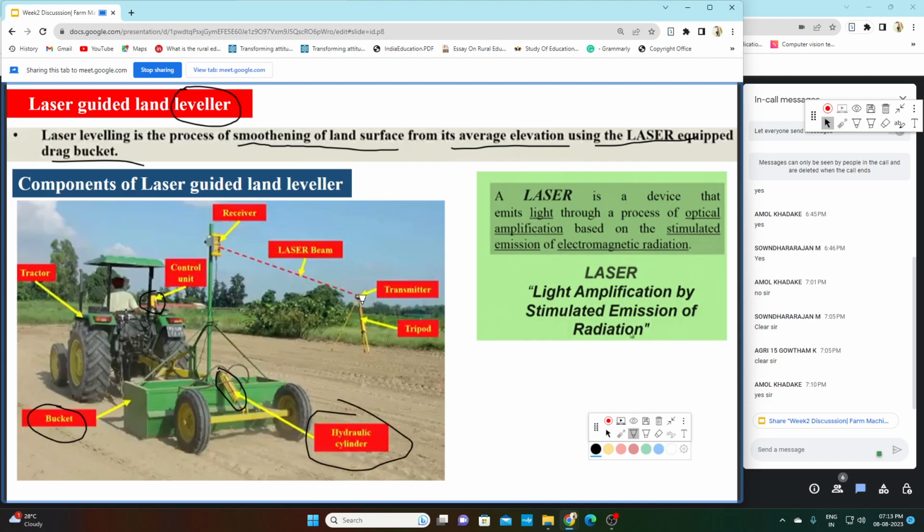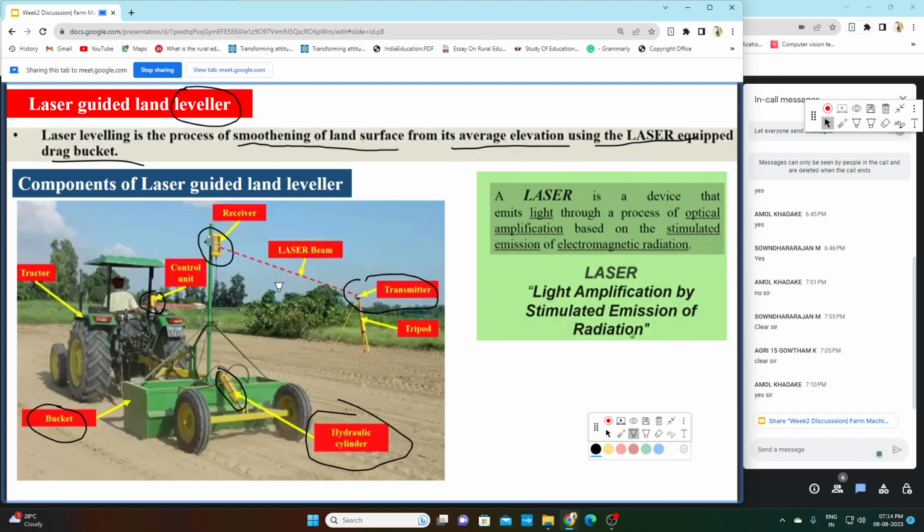Now this is the tripod to hold the transmitter, the laser transmitter, okay. There is a rod connected to the laser guided land leveler, and at the top of the rod there is a receiver, okay. This is the receiver.